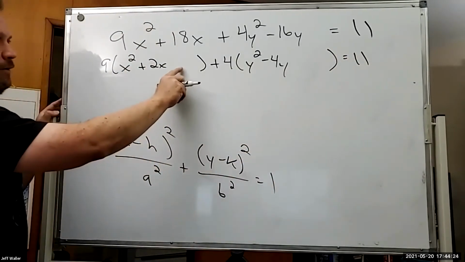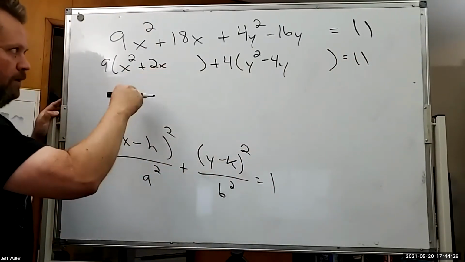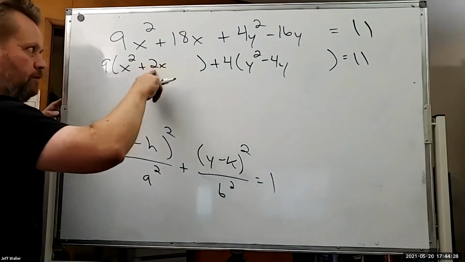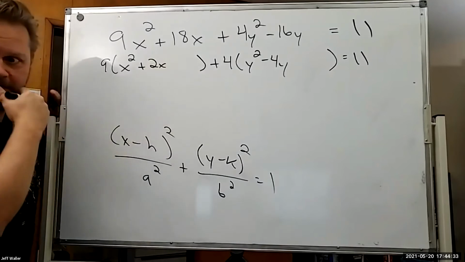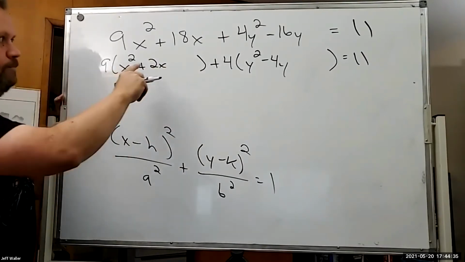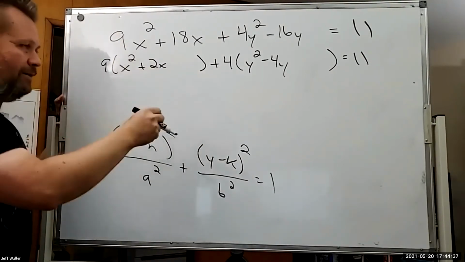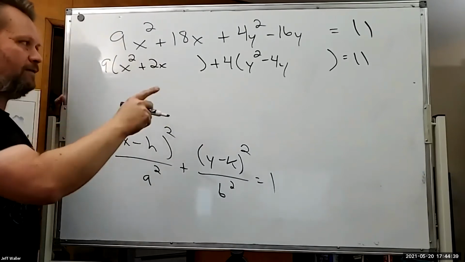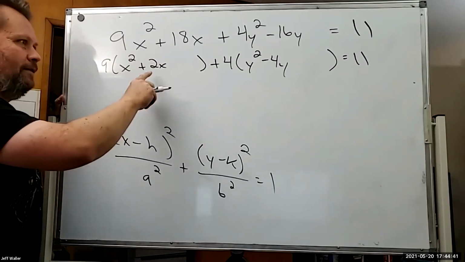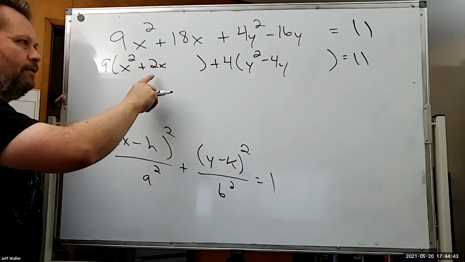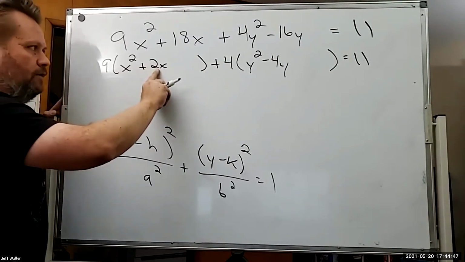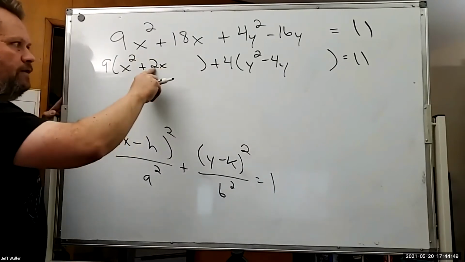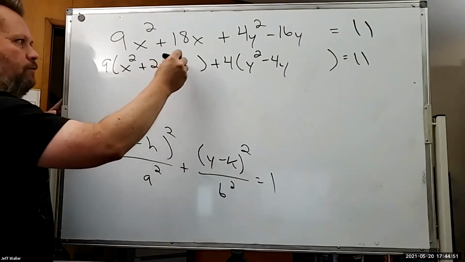How do you figure out what goes here? What do I do to this to figure out what has to go here? Does anyone remember? One. All right, that's great. Well, what did you do to get that? 1/2 of that. Cut this in half and then square it. So half of this is 1, squared is 1. So I'm going to add 1.